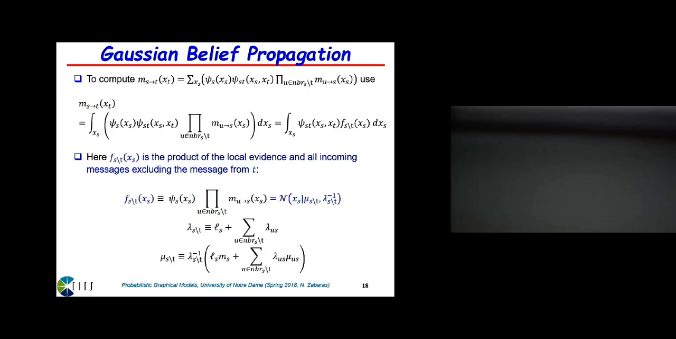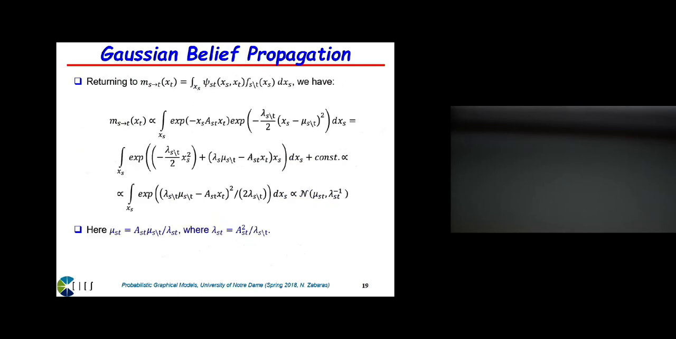Now, I don't want to go through the algebra, but effectively we just have seen that these are Gaussian. This was also a Gaussian. This was also a Gaussian. Then there's marginalization in XS. So effectively, at the end of the day, you can have a recursive equation that gives you these messages as a closed form Gaussian with a given mean and a given precision lambda. So if you have this formula handy, the program to do belief propagation for Gaussian Markov random fields is literally a few lines.